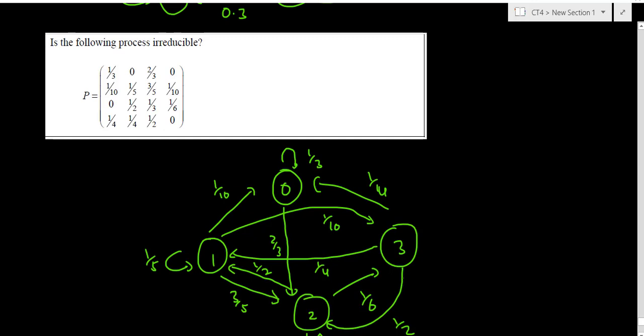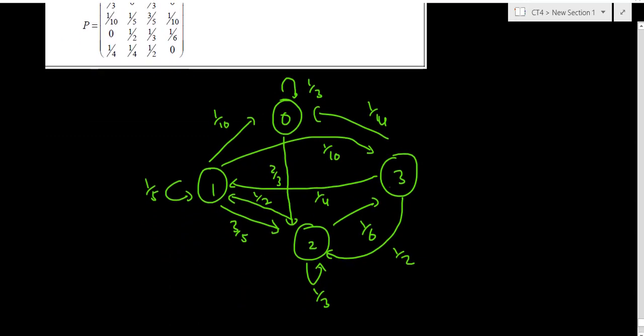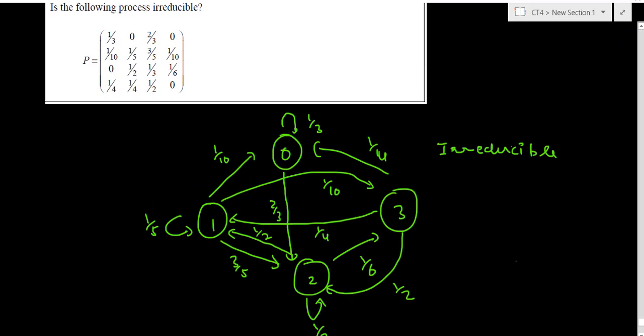Now for state 3, I can go from 3 to 2, I can go from 3 to 0, and I can go from 3 to 1. So all these transitions are possible, and thus I can go from any state to any other state, and the Markov chain is irreducible. And this means that it has a unique stationary distribution. Okay, so whatever stationary distribution we will find would be unique, and there would not be multiple stationary distributions.